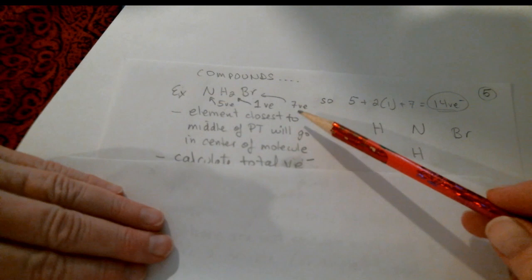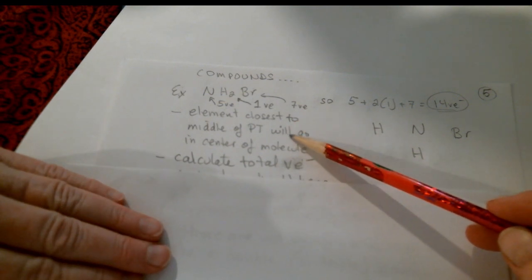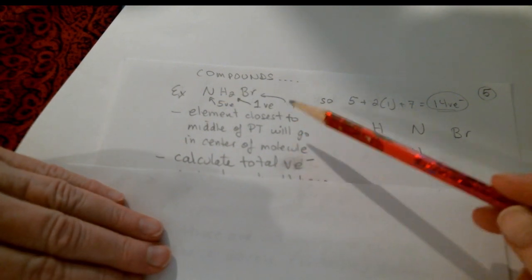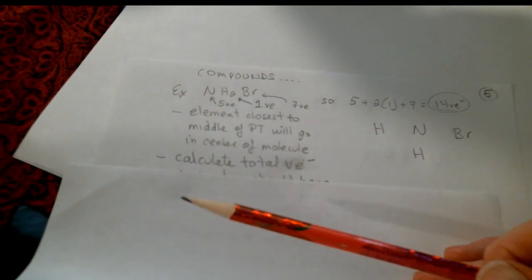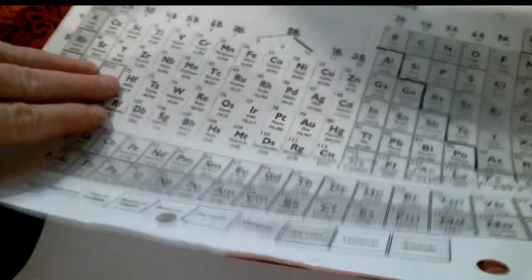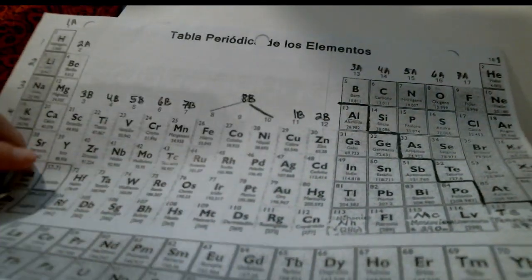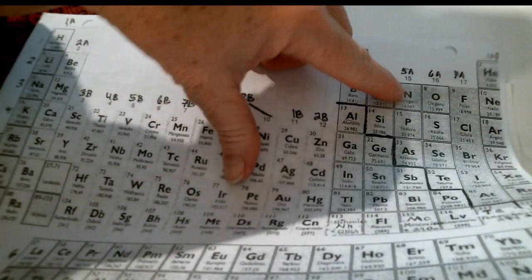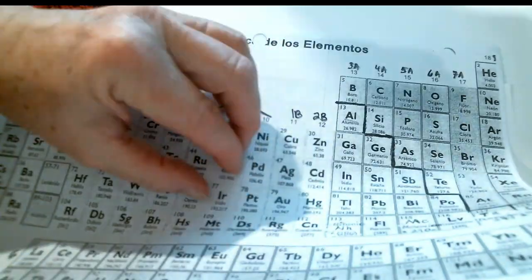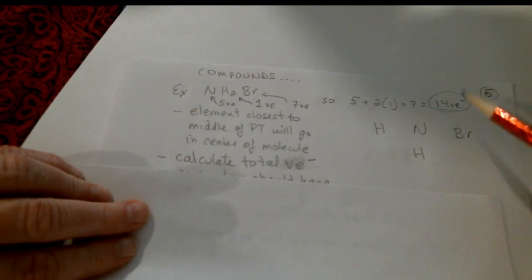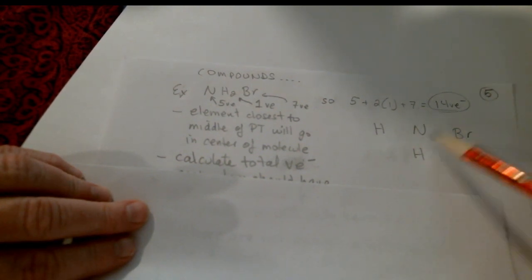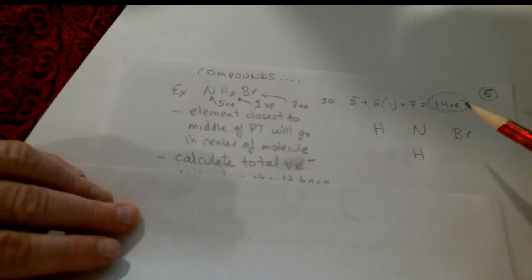Remember, the element closest to the middle of the periodic table goes in the center of the molecule. So which one? Nitrogen, hydrogen, or bromine? Take a look: you've got hydrogen, and then you've got nitrogen and bromine. Nitrogen is closer to the middle, so nitrogen in the middle, and then I arrange the other ones around it. If you put the Br up here or down here, it is fine.